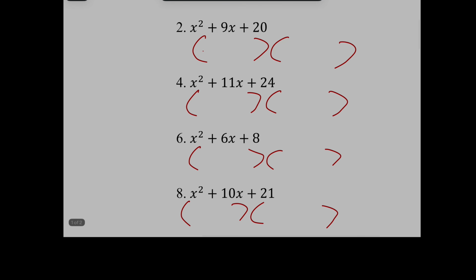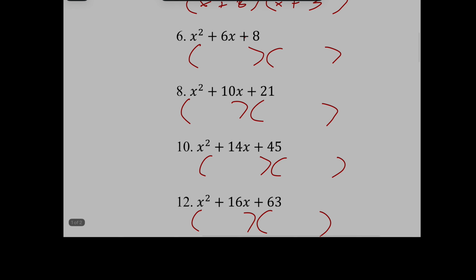So let's go here. X and X, third term is positive, and signs are the same. Take the sign of the middle. What multiplies to 20 and adds to 9? That would be 4 and 5. Okay, third term is positive. Signs are the same. Take the sign of the middle. What multiplies to 24 and adds to 11? That would be 8 and 3.